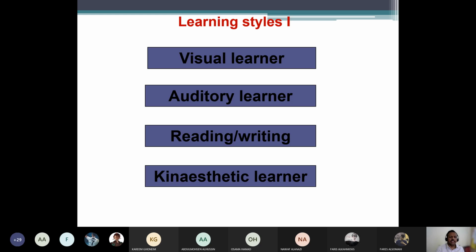This is one classification. There are many classification of learning styles. We are not going in detail about them. This one is the most popular. This is called as VARK. V-A-R-K. VARK learning style. This is nothing but visual, auditory, reading and writing, and kinesthetic learning style definition, or you can say classification. But there are others also.